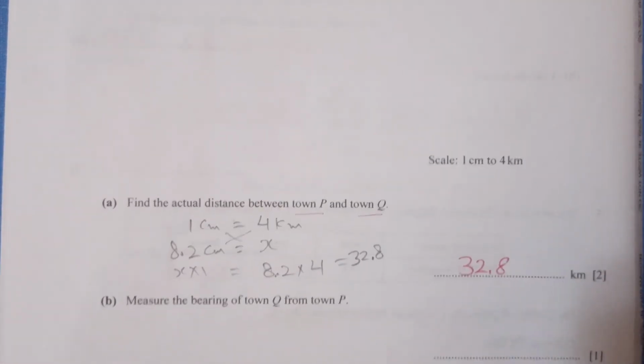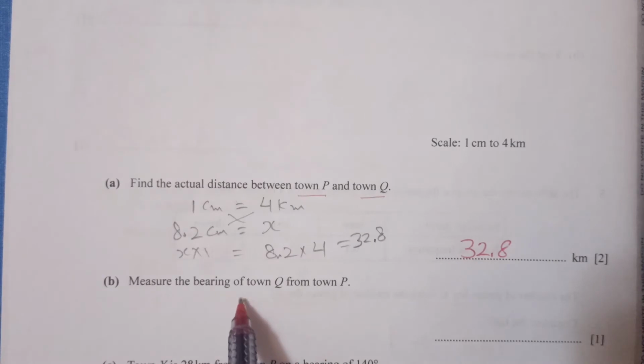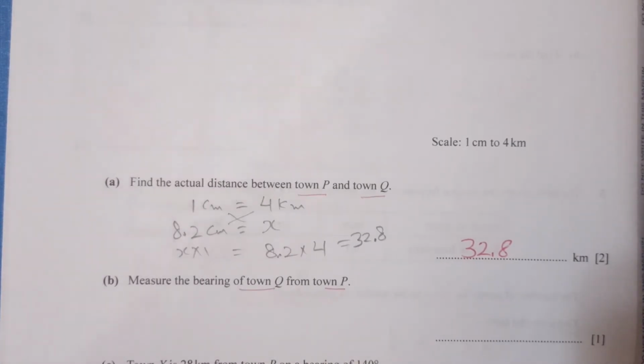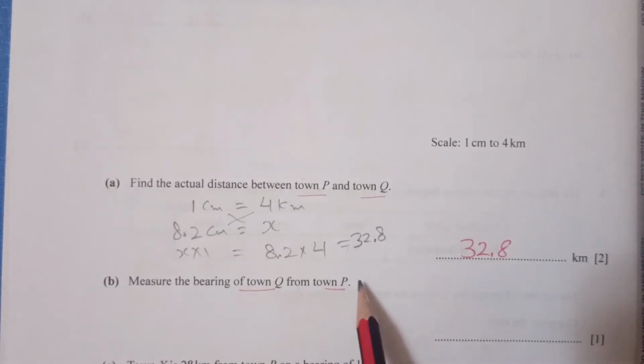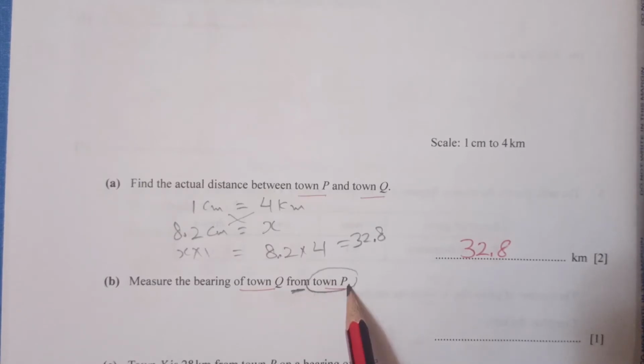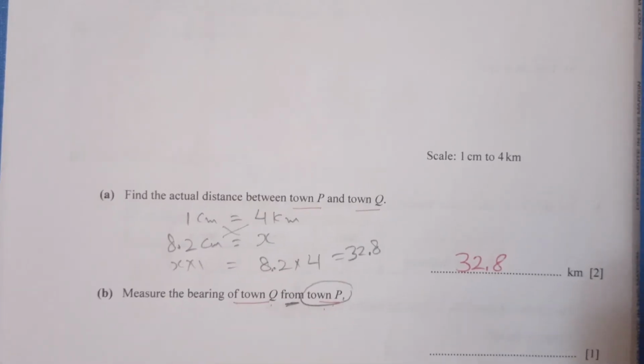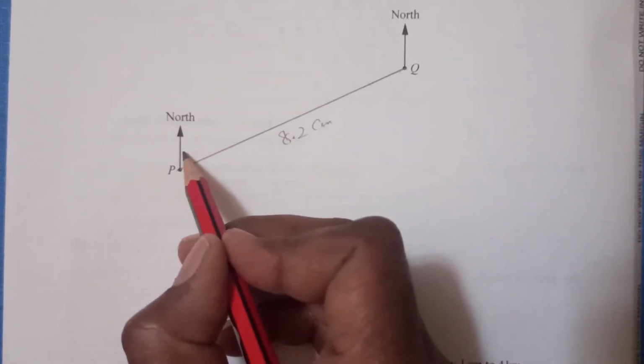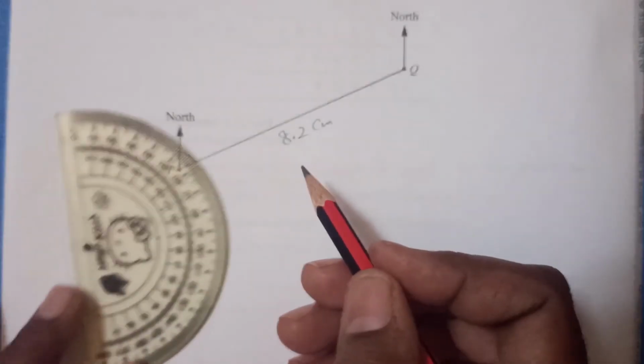Now part B, measure the bearing of town Q from town P. Now for the bearing we need to have the protractor to measure it from whenever you see there from P. So we are going on, you have from P. Don't get confused, you are not going on Q because we are looking from P. So we are going to measure angle from P. So that means we are going to have this angle. Going to measure this one.